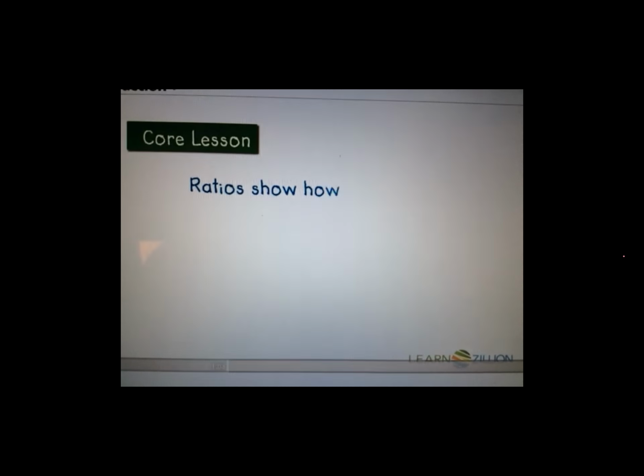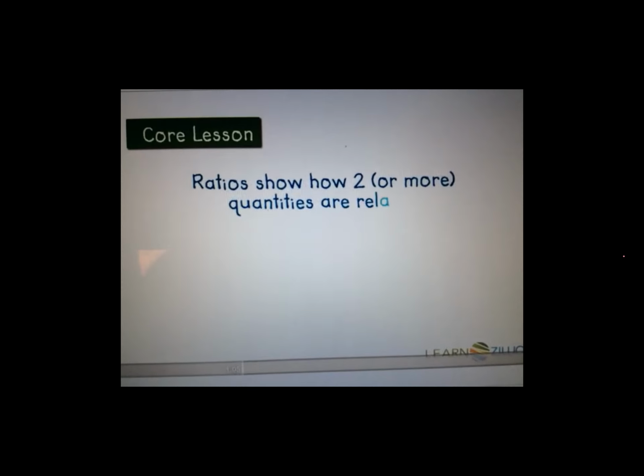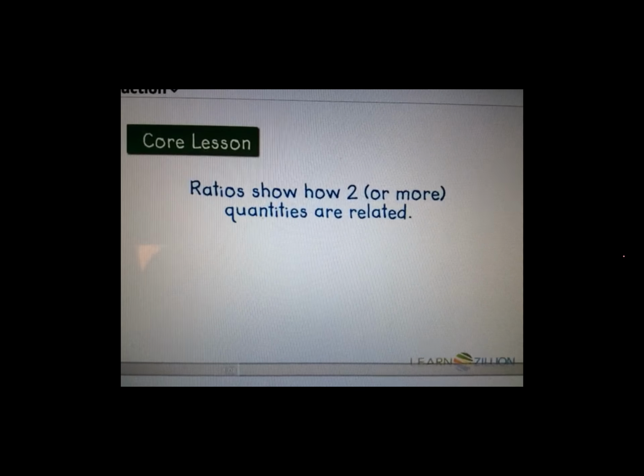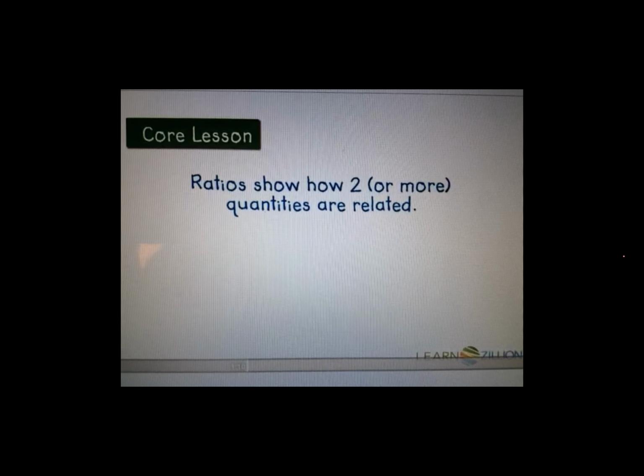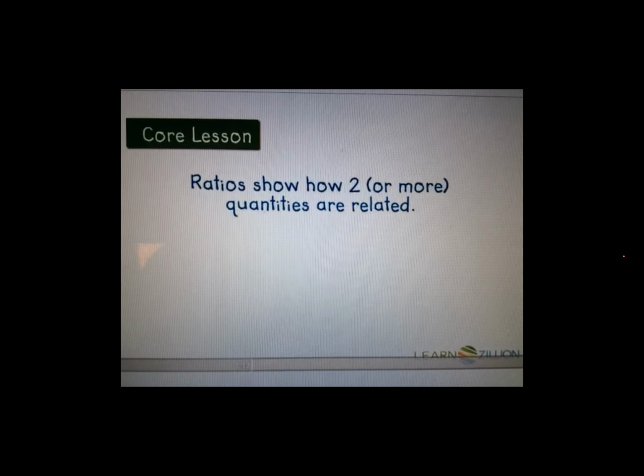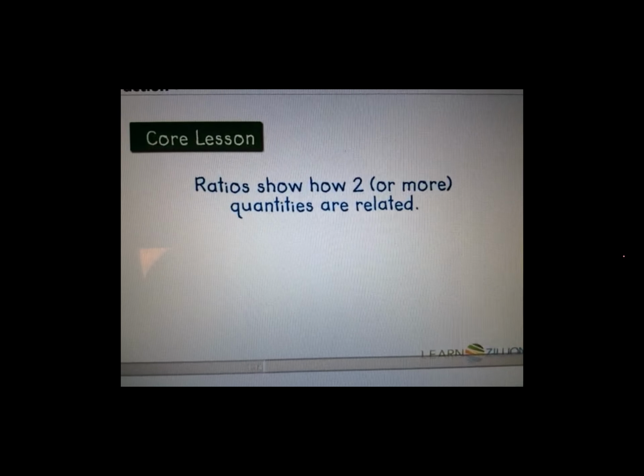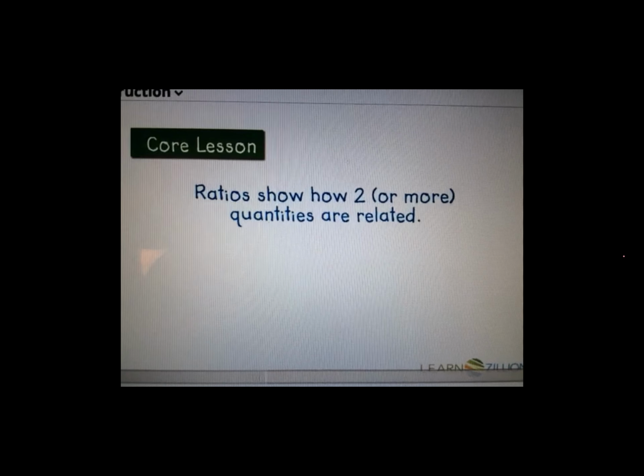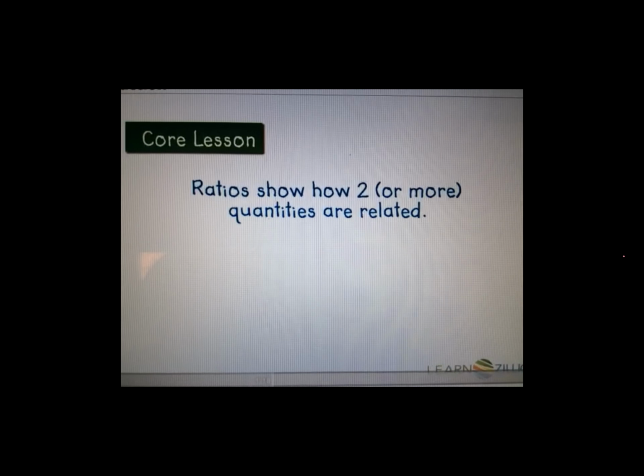Let's see why. Okay, here's our definition of a ratio. Ratios show how two or more quantities are related. In this lesson, we're going to look at a type of ratio where both quantities are parts of some bigger total. It's called a part-to-part ratio.